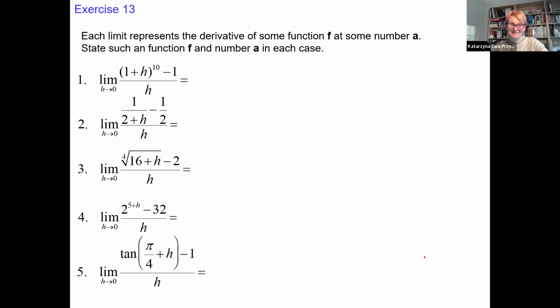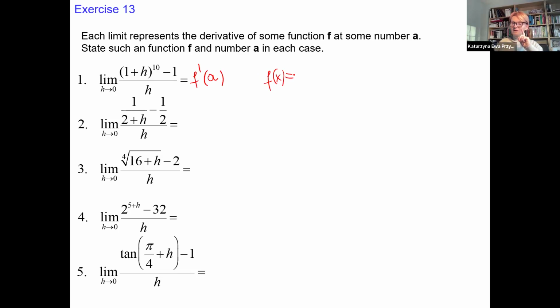Number one, what function? This represents the derivative at the point a. I don't know what a is, and I have to state a function. Do you see? It's kind of backwards.